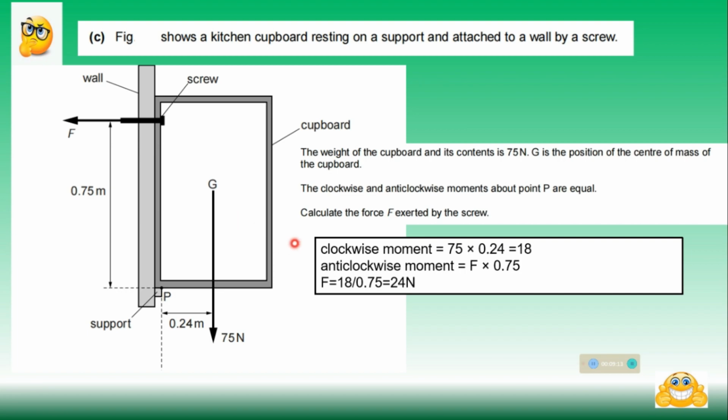So the clockwise moment is equal to 75 into 0.24, 75 and the perpendicular distance 0.24. So this is 18. And the anti-clockwise moment is equal to the force multiplied by 0.75, the perpendicular distance of the force. So F is equal to 18 divided by 0.75, which is equal to 24 Newton.